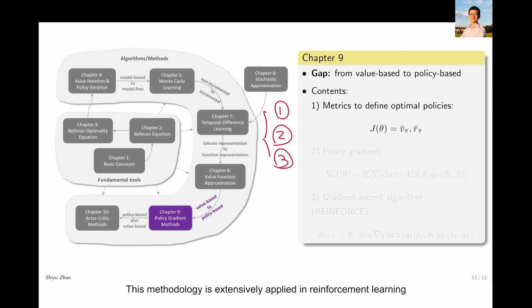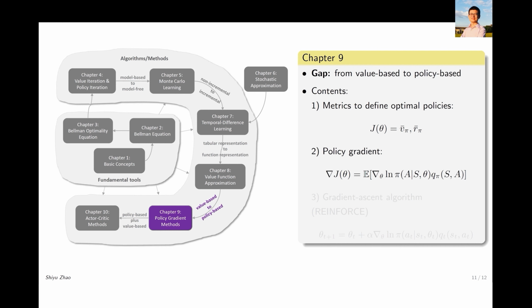This methodology is extensively applied in reinforcement learning. For policy gradient, there are two types of objective functions discussed here, which interested readers can explore further. The gradient corresponding to these objective functions is known as the policy gradient. There is a well-known policy gradient theorem, which can directly give the expression of the gradient. Deriving this gradient is quite complex, but for most students it is sufficient to know its expression.